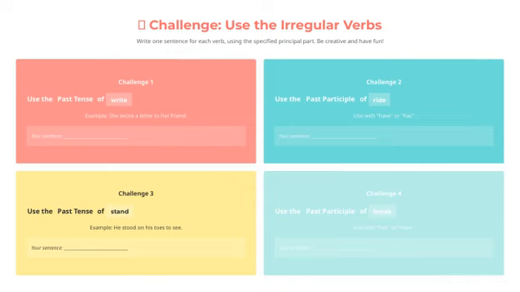Finally, challenge 4 involves the past participle of break, which we use with has or have. For example, they have broken the window. Think of a sentence that fits that pattern. The main idea here is to become comfortable with these irregular verbs in different contexts, making your language more dynamic and precise. Remember, having fun with it and being creative will help you remember these forms better.